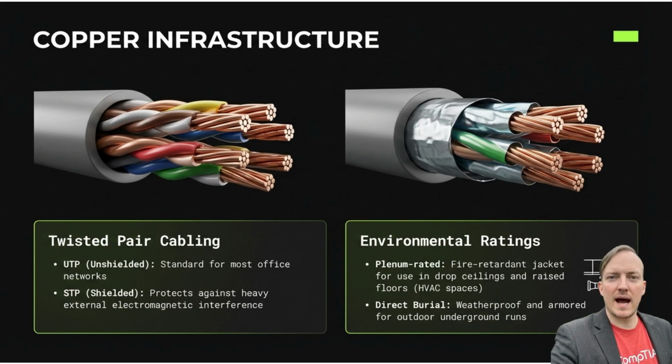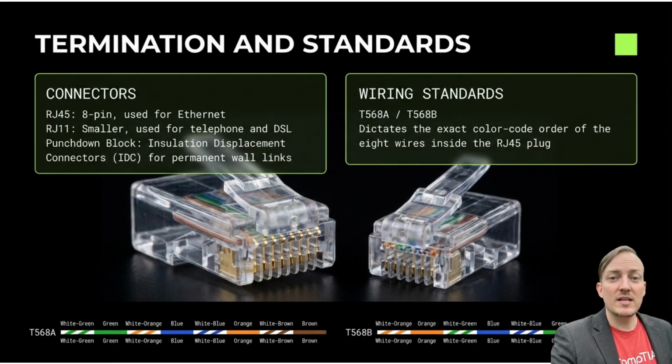Pay close attention to environmental ratings. Plenum-rated cables have a fire retardant jacket required for drop ceilings and HVAC spaces. Direct burial cables are weatherproofed and armored for underground outdoor runs. To cap those cables, we need termination and standards. Our main connectors are the 8-pin RJ45 for Ethernet, the smaller RJ11 for telephone and DSL lines, and punch-down blocks using insulation displacement connectors for permanent wall links.